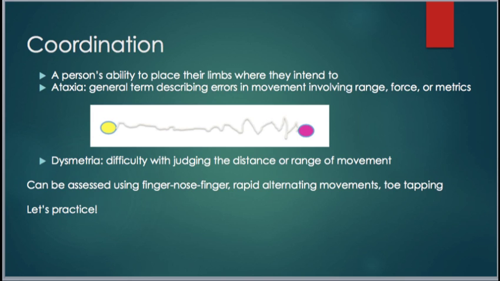Similarly, dysmetria describes difficulty with judging the distance or range of movement. Both ataxia and dysmetria can be assessed using different types of tests, including finger-nose-finger, rapid alternating movements, and toe tapping. Let's all take some time now to practice some of these different tests and see what they can look like with different types of patients.